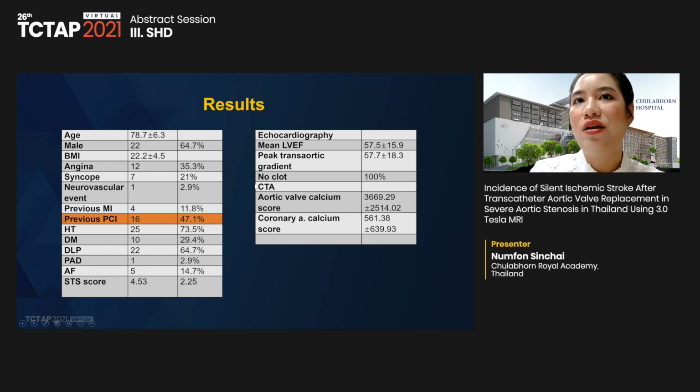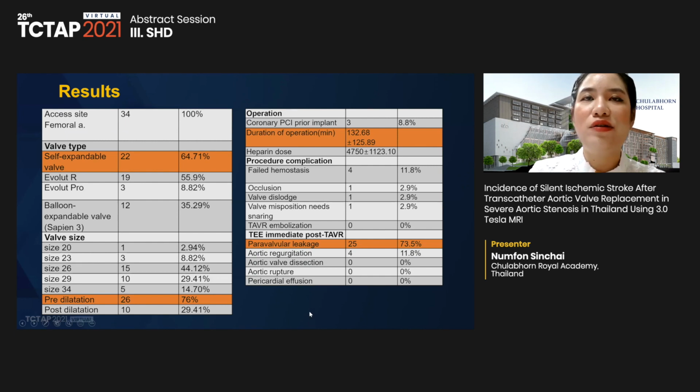In echocardiography, there was no clot. On CTA, we collected the aortic valve calcium score and coronary artery calcium score, and it shows the scores here. About the procedure, the access is the femoral artery, and the main valve type is self-expandable valve, about 65%. Pre-dilatation was performed in about 76%, and post-dilatation only 29%. The operating time is more than 2 hours on average.